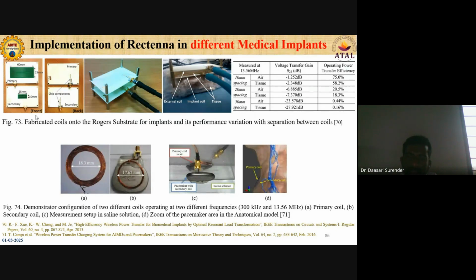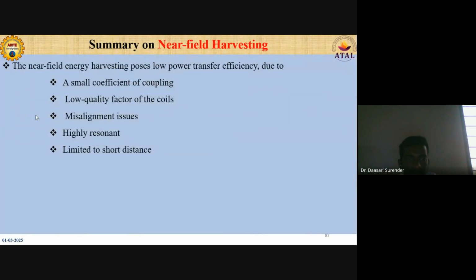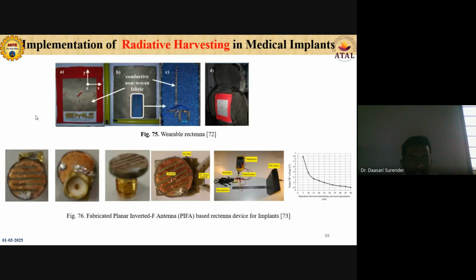Energy continuously, then patient health condition can be accessed frequently. And this is the summary on near field harvesting. In the near field approach, a small coefficient of coupling is observed, the quality factor is low, and misalignment issues were observed. It is highly resonant, but it is limited to short distance. And these are some devices for medical and wearable applications.